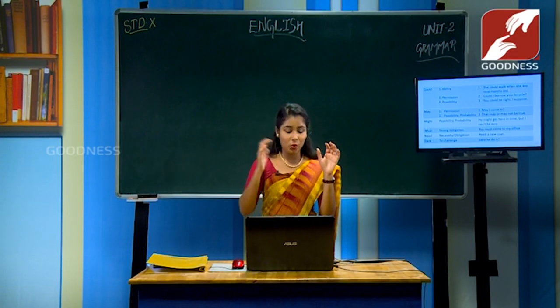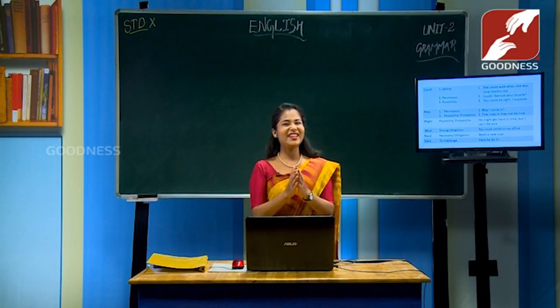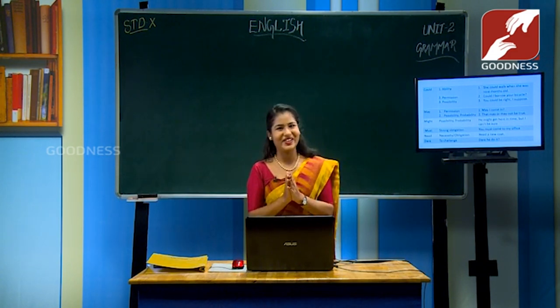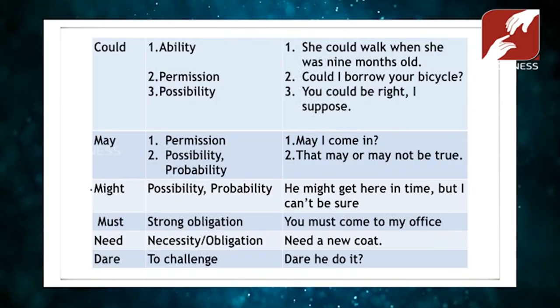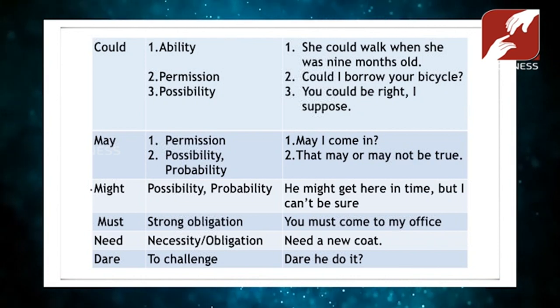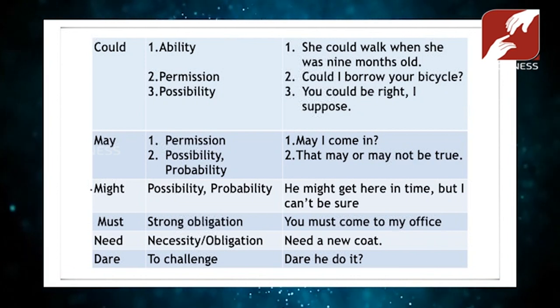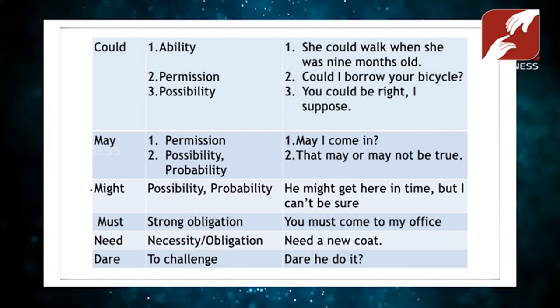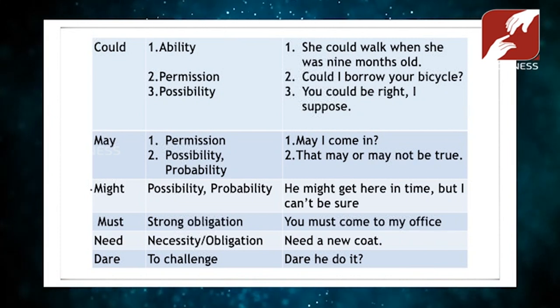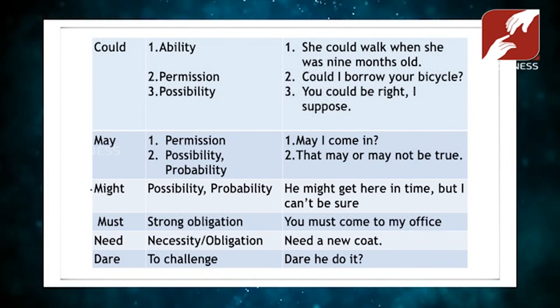Now, moving ahead, dare. Dare is a modal auxiliary and it is used to make a challenge. For example, dare he do it? Dare you come with me? All these are used to express a sort of challenge.